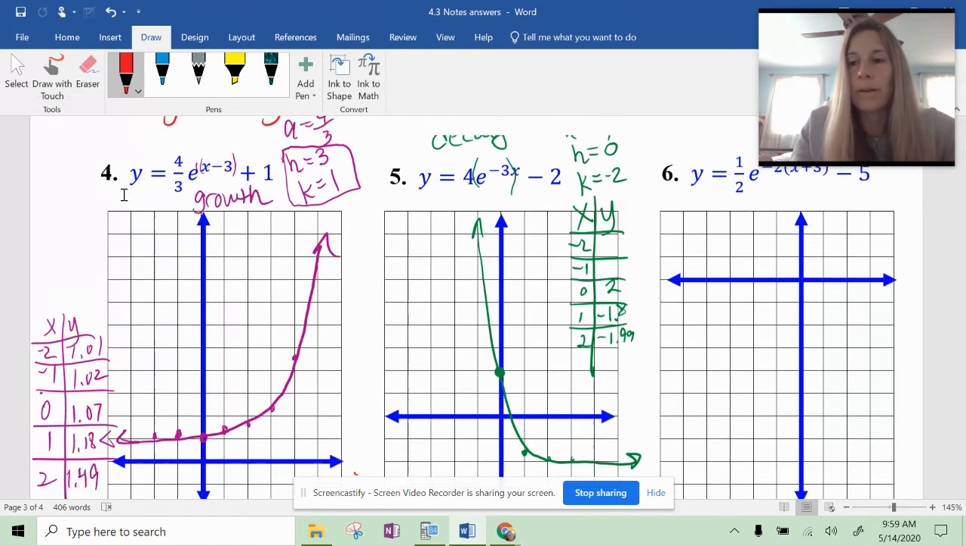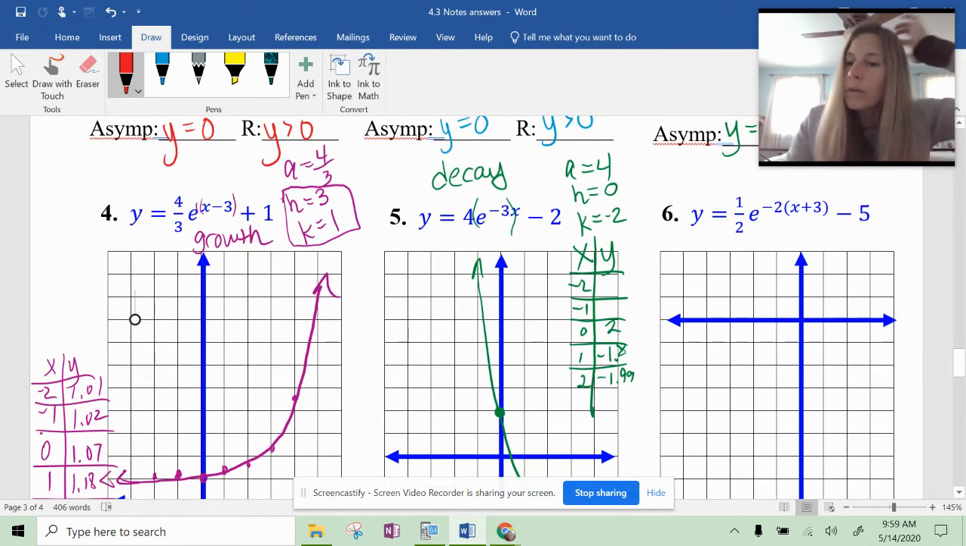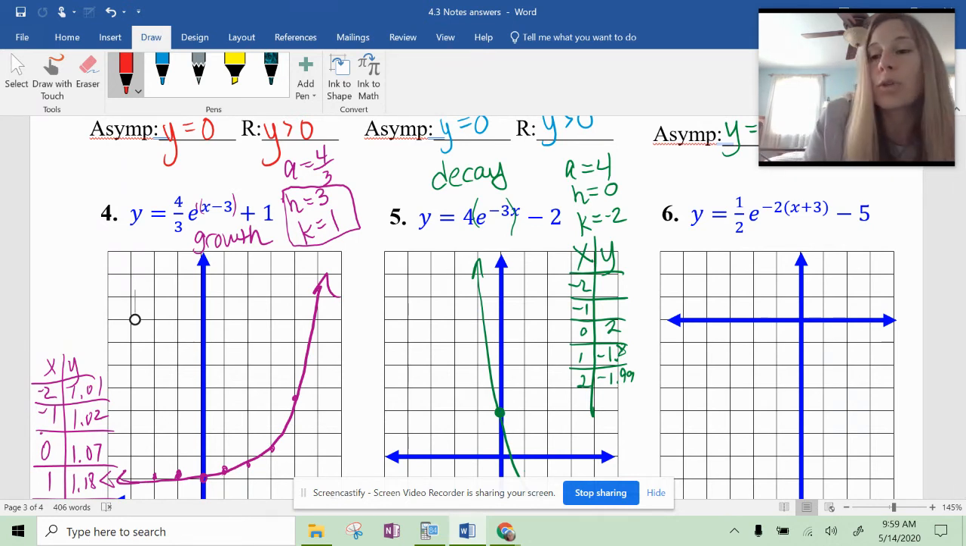All right, and then let's do the last one. You're probably all graphed out by now. Now this one's a little interesting because you have this x plus 3. So we want to identify these different things. In order to identify the r and the h, you're saying, okay, what are these different numbers here? So we know that the a is the 1/2. And then this here is a -2. So that's my r value. So we know this is going to be a decay function.